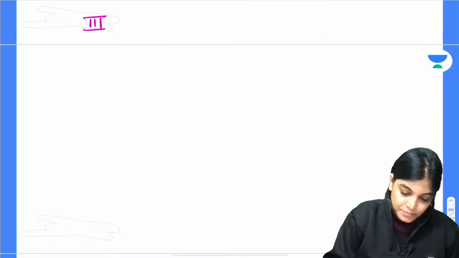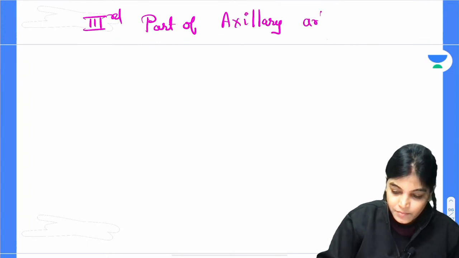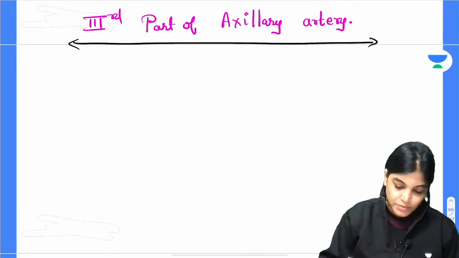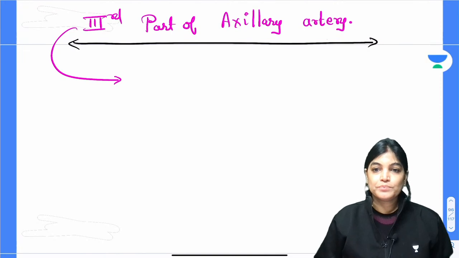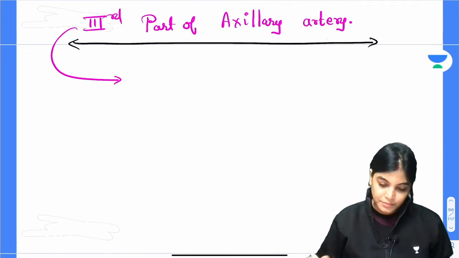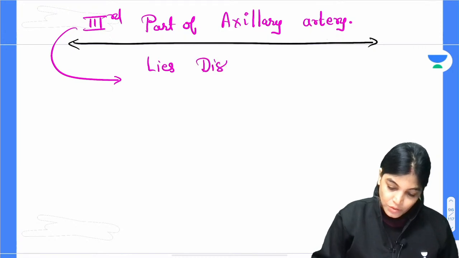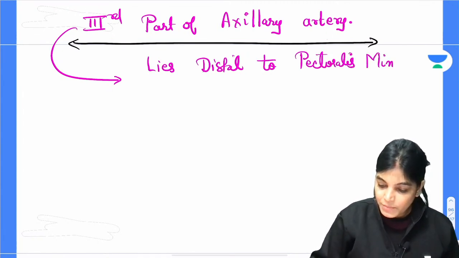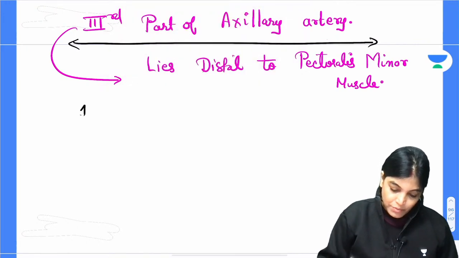Third part of axillary artery. So, write down. Third part of axillary artery lies distal to which muscle? Pectoralis minor muscle. It lies distal to pectoralis minor muscle. Now, the third part is giving the following three branches.